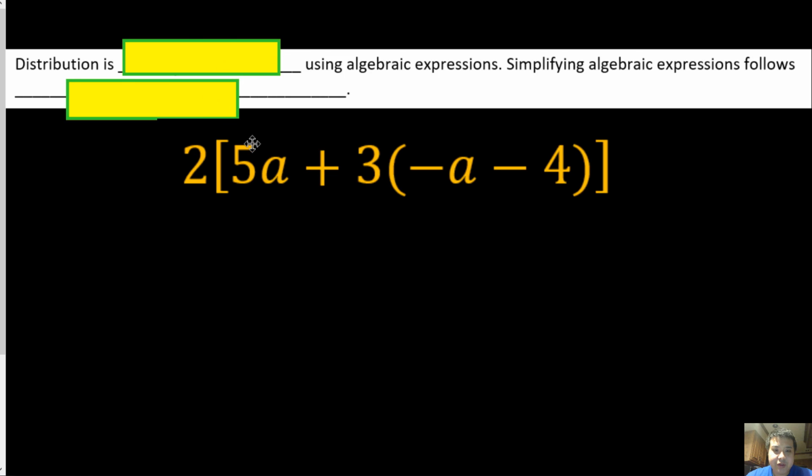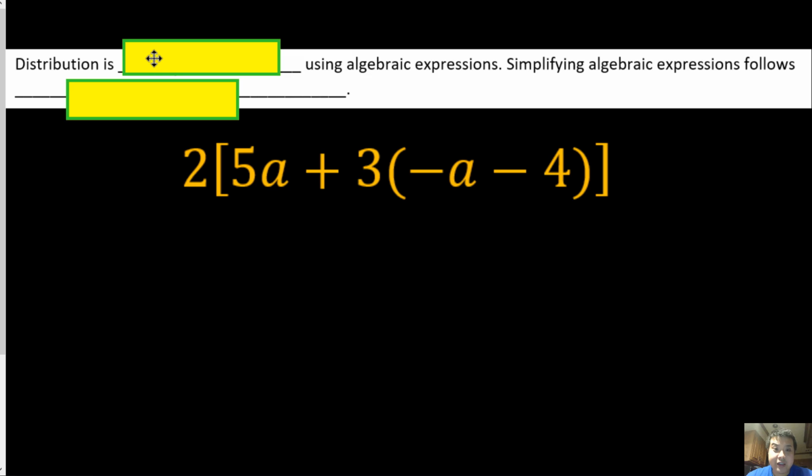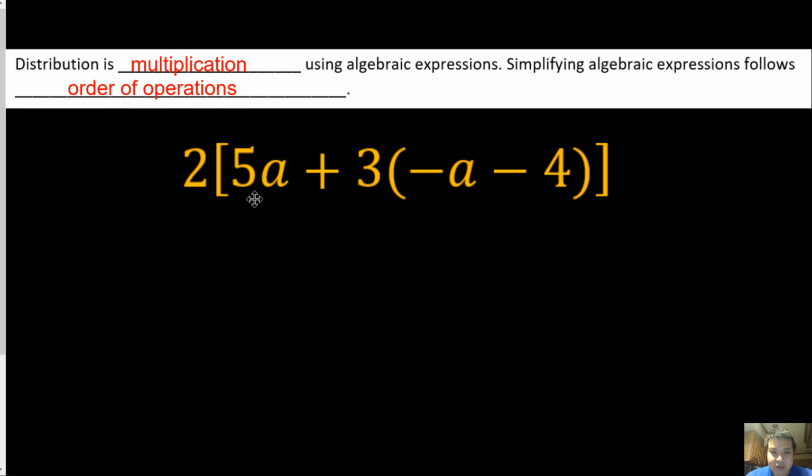Distribution is multiplication using algebraic expressions. Sometimes we can only do distribution because we can't multiply, for example, this 3 to this negative a and this 3 to this negative 4 and come up with one term after that. It's because we can't combine unlike terms. So distribution is multiplication using algebraic expressions. Simplifying algebraic expressions follows order of operations.